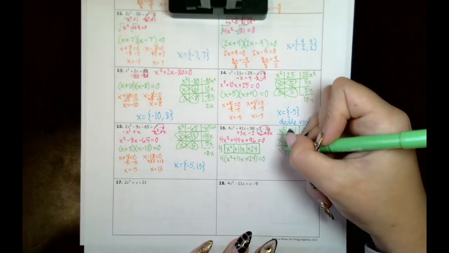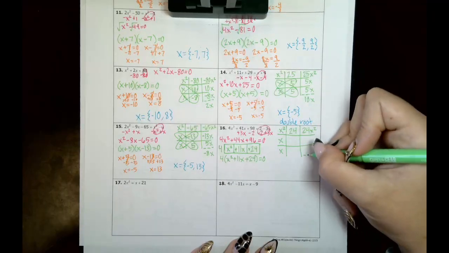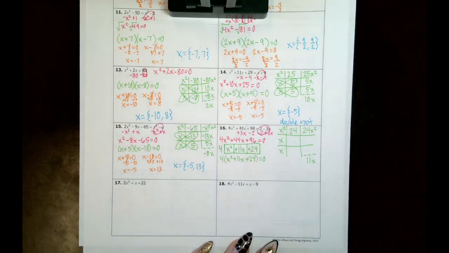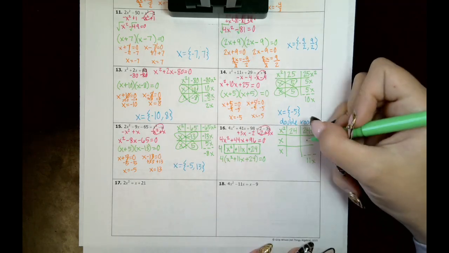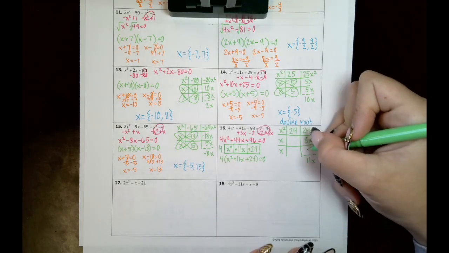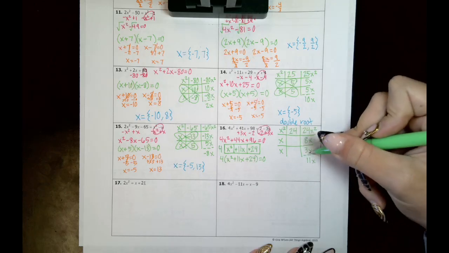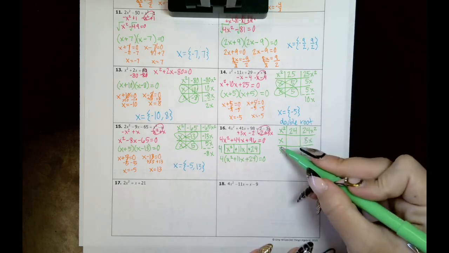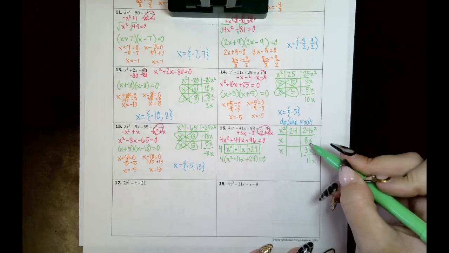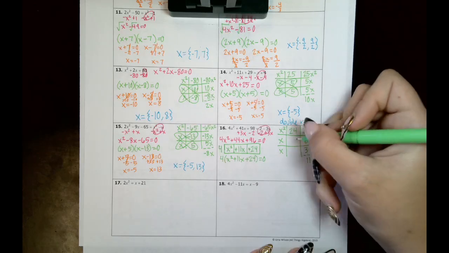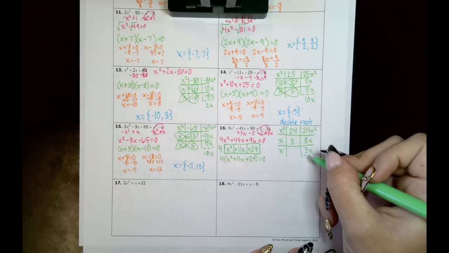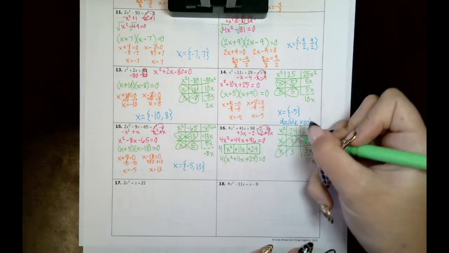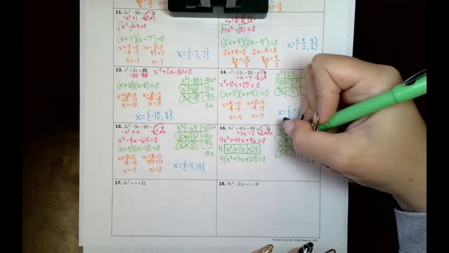X times x is going to give us x squared. And then down here, we need multiples of 24 that are going to give us 11x. The ones that come to mind are 8 and 3, because those are going to add to give us 11x, but they're going to multiply to give us 24. So to get from x to 8x, we're going to need a positive 8, and to get from x to 3x, we're going to need a positive 3.